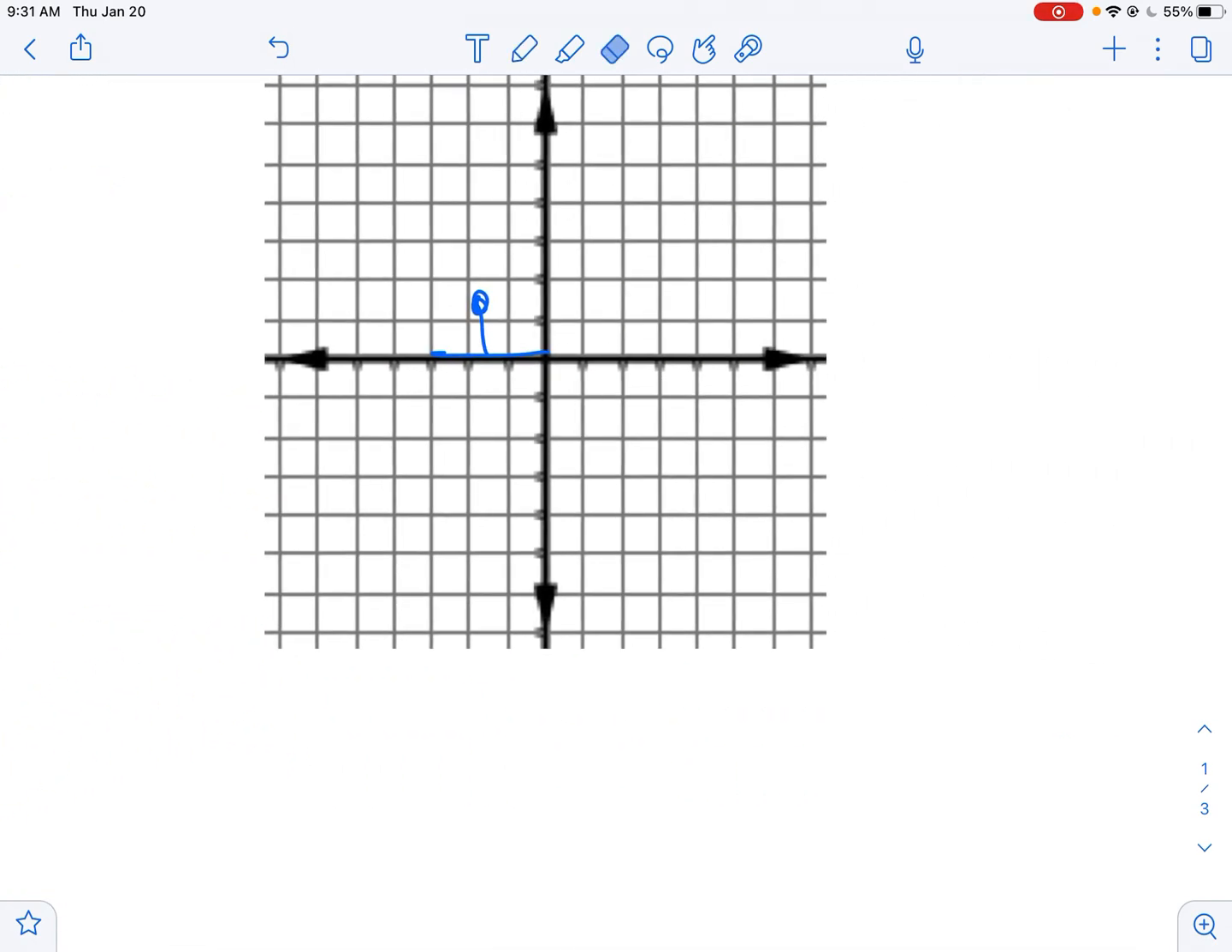I actually kind of sketched it out already. We need to go left square root of 3 and then up 1, which is going to end up over here. Because square root of 3 is about 1.7. So we're looking at something like this. There we go. We graphed it.